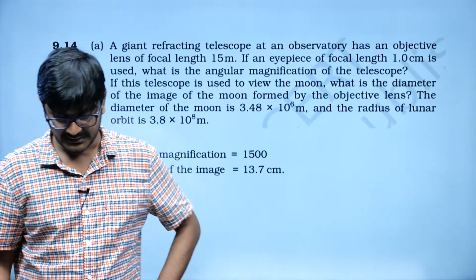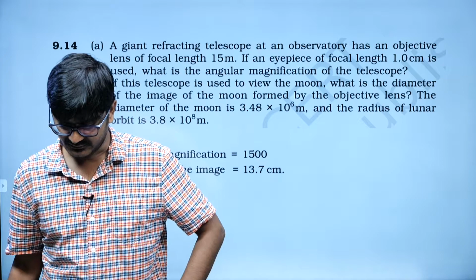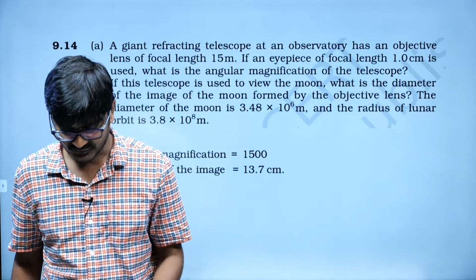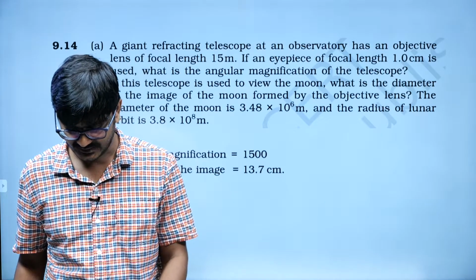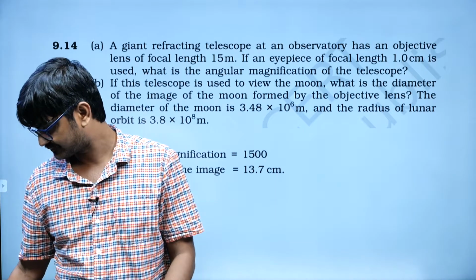The next question: a giant refracting telescope at an observatory has an objective focal length and eyepiece. What is the angular magnification of the telescope?